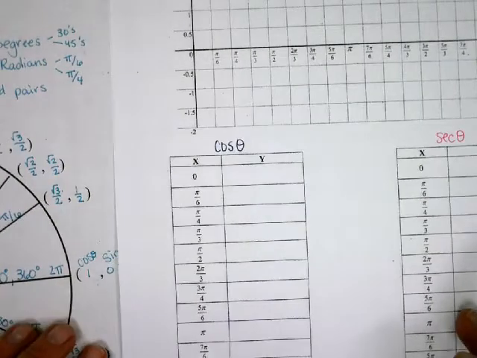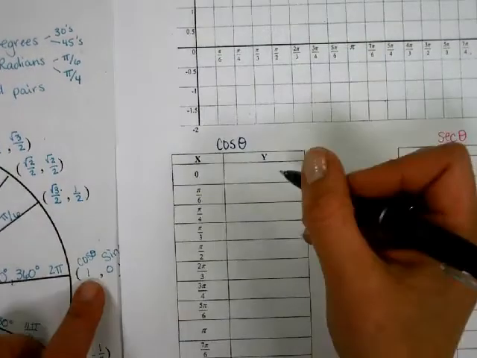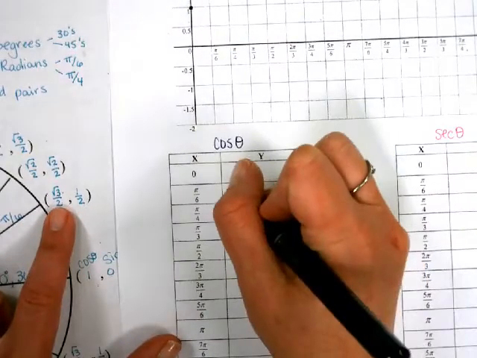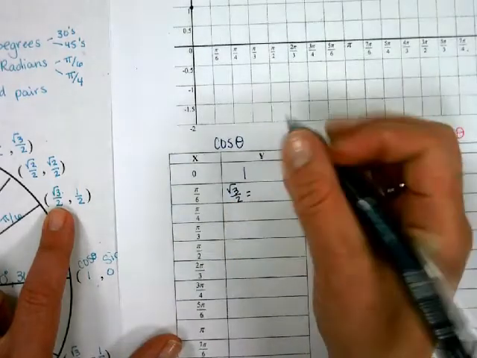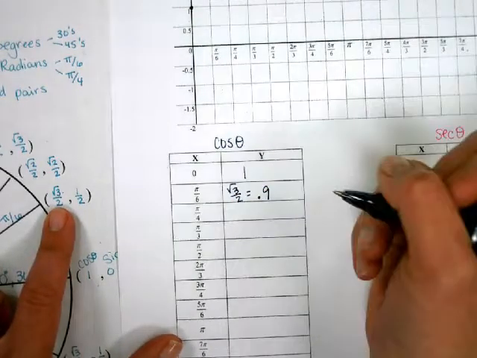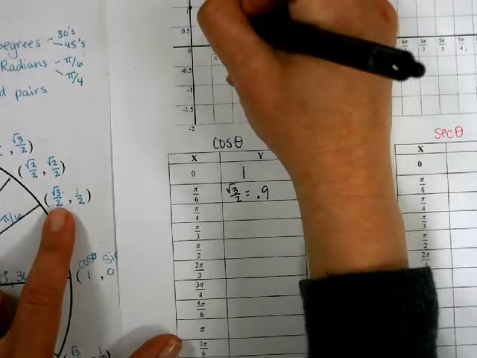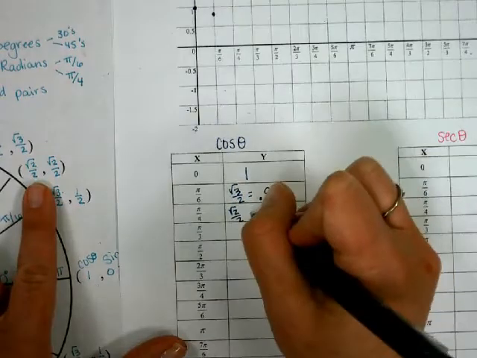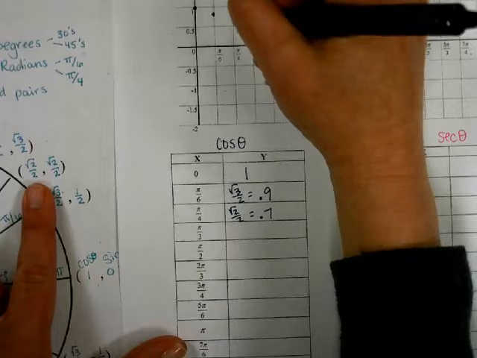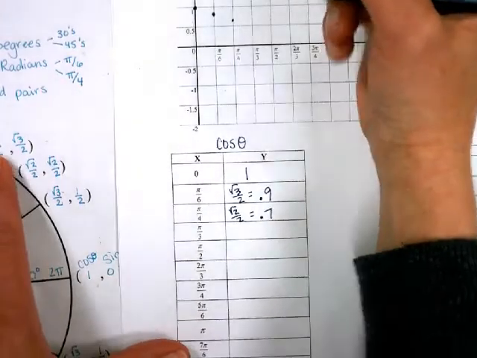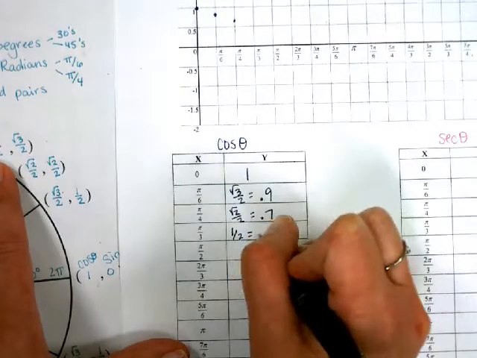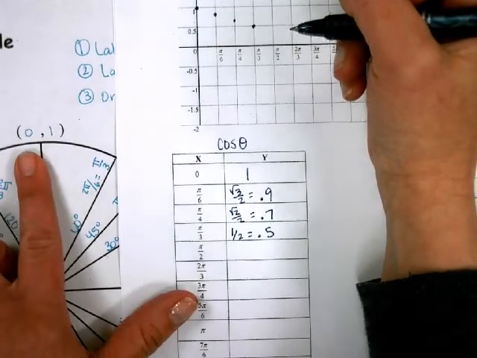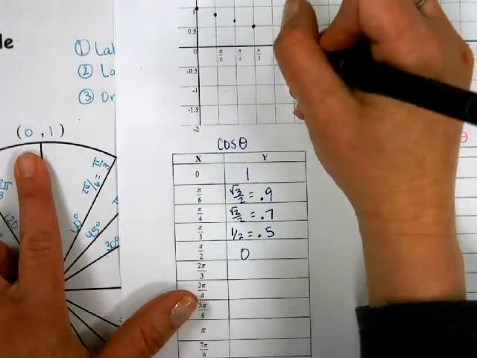Remember that? Okay, so 0. Cosine is 1. And then root 3 over 2. And then before we decided that was 0.9. And then root 2 over 2. Which we decided was 0.7. And then 1/2. So 0.5. Pi over 2 is 0.